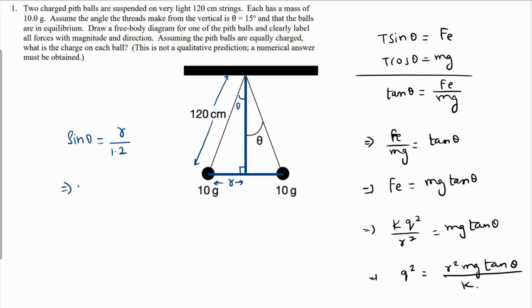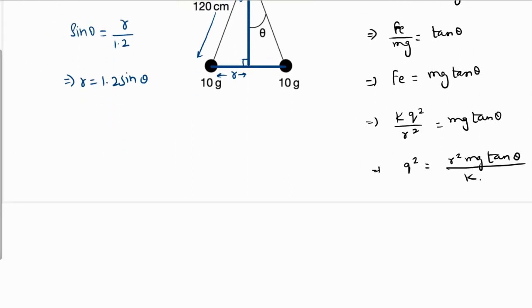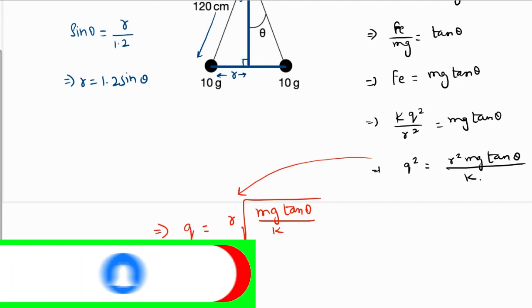So if we cross multiply, the value of r comes out as 1.2 sine theta, where theta is what? Okay, let's keep it theta for the moment. So this is what we have to plug in over here. Let's continue over here. So q square will be equal to r square. In fact, let's take the square root of both sides. If we do that, then q will be r times the root of mg tan theta over k. So all we have to do is plug in the values.